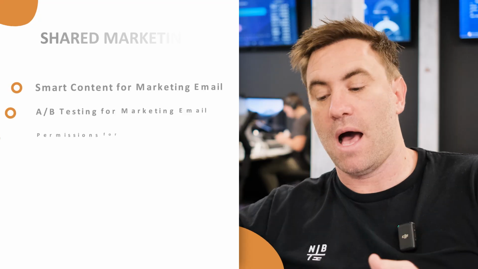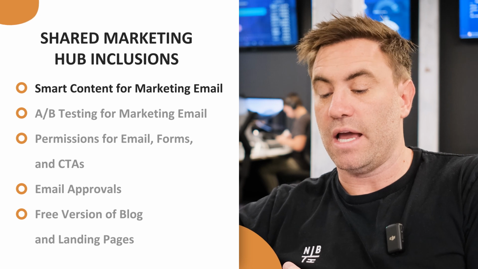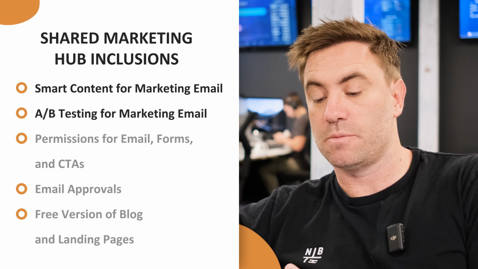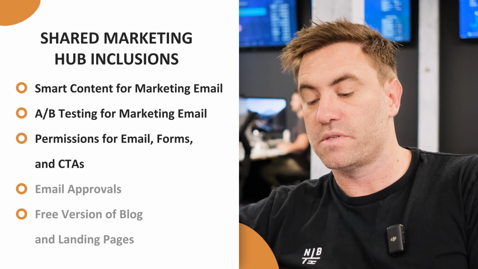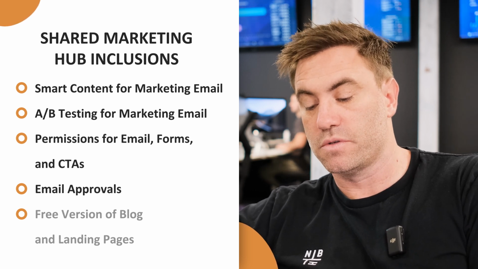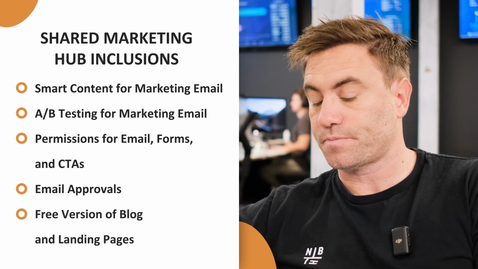If you've got Marketing Hub only, you'll still get the smart content for marketing emails. You'll get A/B split testing for marketing. You'll get permissions for email forms, CTAs. You'll get email approvals, and then the free version of the blog and landing pages, etc. You also still get the automation and all that sort of jazz. Automation is not really a content side of things, but we'll focus around the content side.